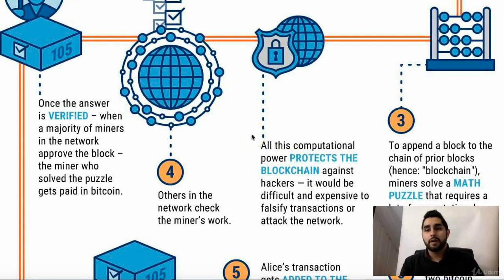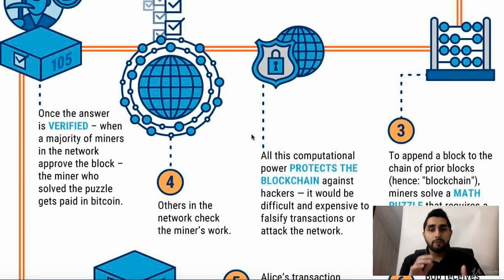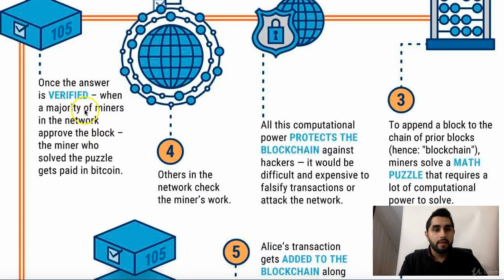So people don't have to worry about falsified information or banks being in control of everything. It really allows for a proper decentralized environment to be built for transactions. Okay, others in the network check the miners' work. And that's where the Bitcoin miners and the normal people come into play. Once it's verified, the majority of miners in the network approve the block. The miner who solved the puzzle gets paid in Bitcoin.